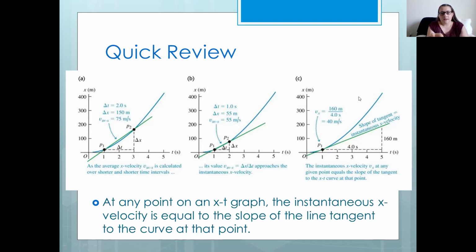So that summary key bullet point at the bottom there: at any point on a position time graph, the instantaneous x velocity is equal to the slope of the line that's tangent to the curve at that point. And we can see if we move that point farther along the curve, the tangent line would get steeper and steeper, meaning that we would have an increasing velocity, because the magnitude of the slope corresponds with the magnitude of the velocity. Okay.